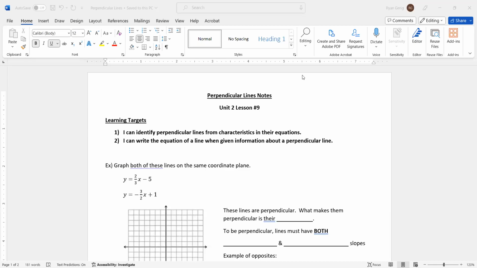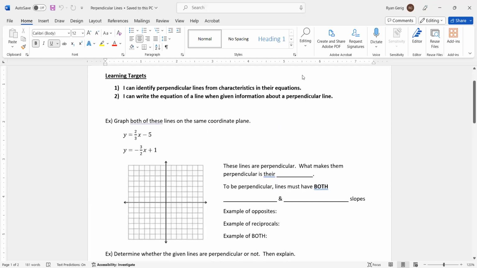We did parallel lines last time. We're going to do perpendicular lines this time, and you're going to see a lot of similarities and also one glaring difference, hopefully. So, just like yesterday, I want you to be able to identify perpendicular lines from characteristics in their equations. Last time it was parallel. Now we're looking at perpendicular characteristics and writing the equation of a line when given information about a perpendicular line.